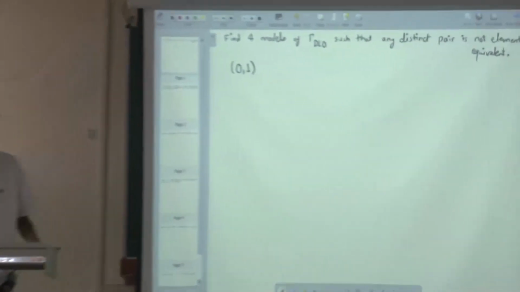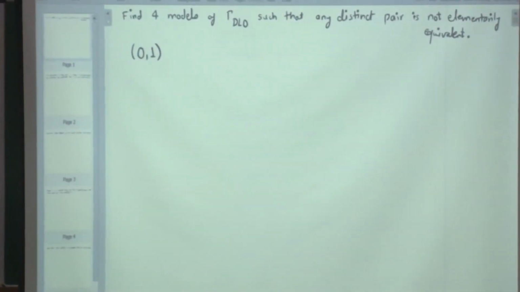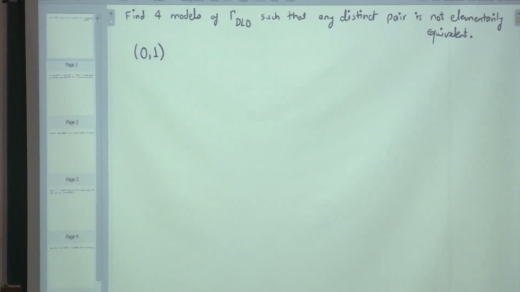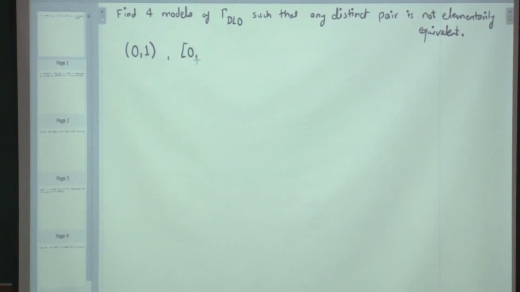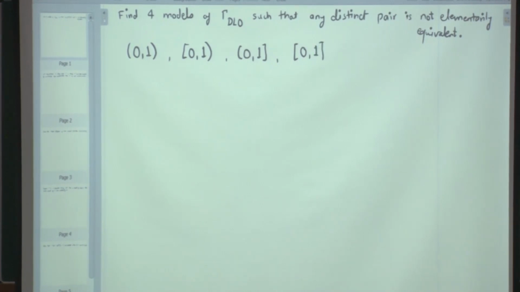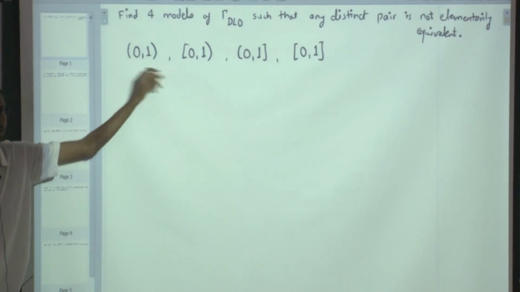Okay, so open 0, 1 in R. Okay, then something else. Yes, so this one, then similarly this one, and similarly closed 0, 1. Okay, so now look at all 4 of them. Can you tell me if these are elementarily equivalent or not?